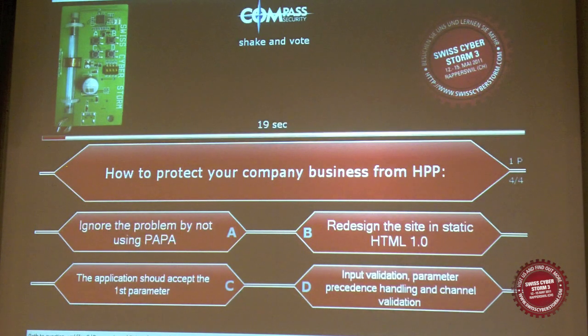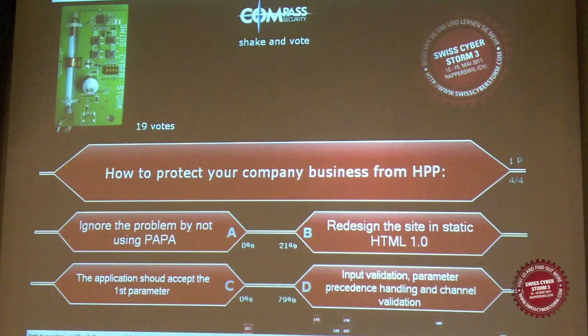And the last one, how to protect your company business from HTTP. A, ignore the problem by not using PAPAS. B, redesigning the whole business site in static bare HTML 1.0. C, the application should always accept the first parameter. Or D, input validation, parameter precedence handling, and channel validation. Exactly, great.